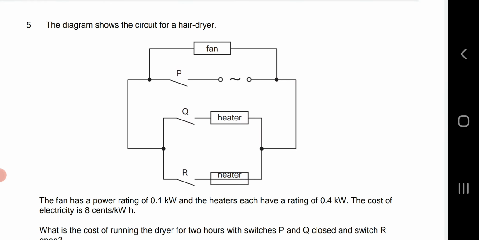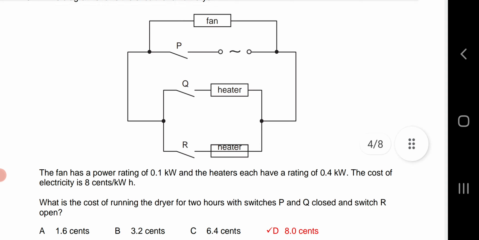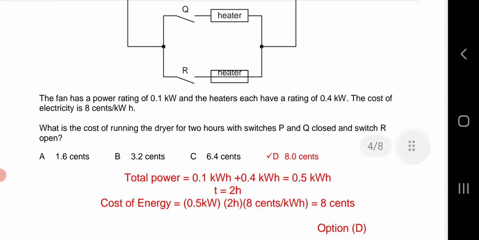Question number 5. The diagram shows the circuit for a hair dryer. The fan has a power rating of 0.1 kilowatt and the heaters each have a rating of 0.4 kilowatt. The cost of electricity is 8 cents per kilowatt hour. What is the cost of running the dryer for 2 hours with switches P and Q closed and switch R open? Switch P is for the fan and switch Q is for the heater.